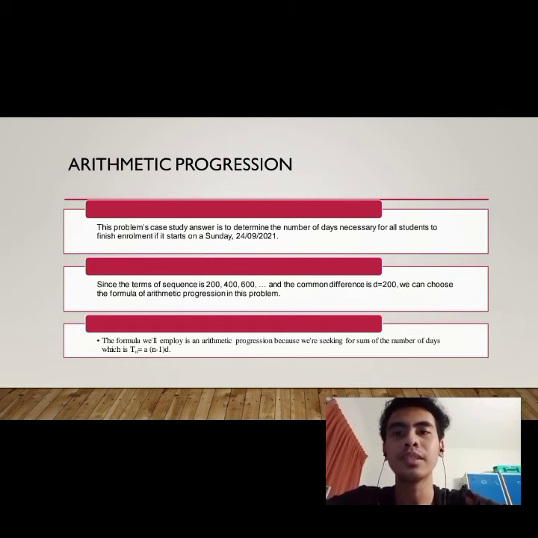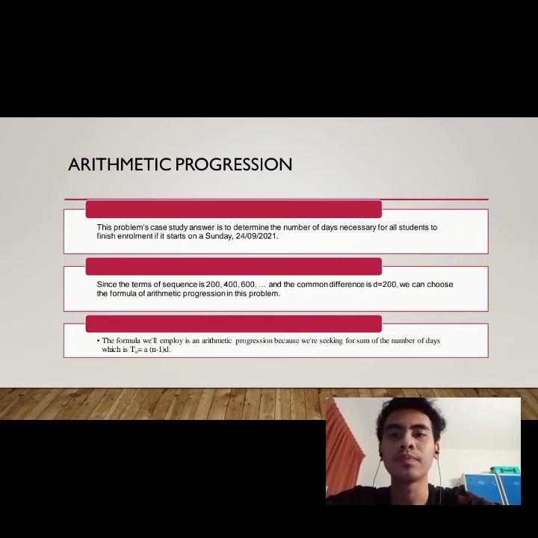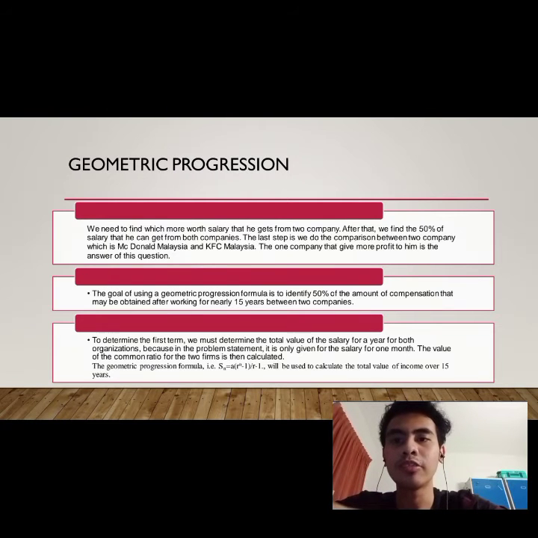24/9/2021. Since the terms of the sequence are 200, 400, 600, and the common difference d is 200, we can choose the formula of arithmetic progression for this problem. We employ the arithmetic progression formula because we are seeking the number of days, which is Tn equals a plus n minus 1 d.